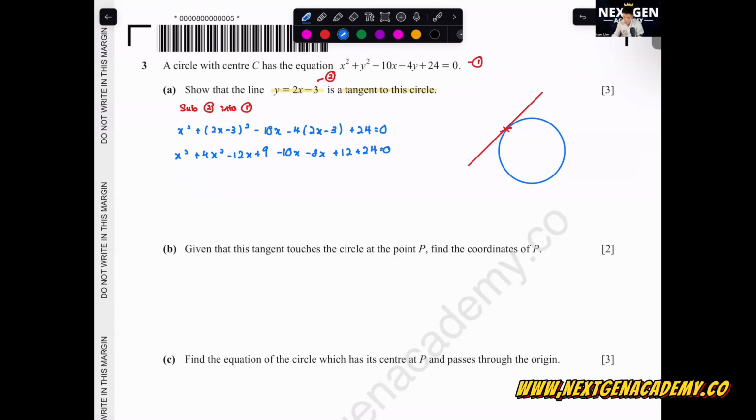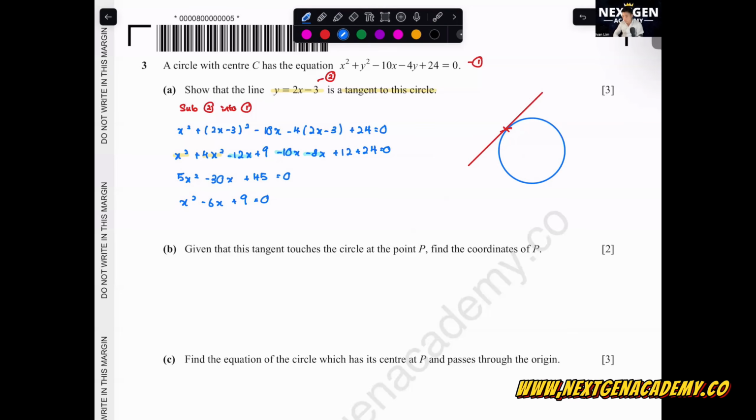This is a quadratic equation, so you gather all the like terms: minus 12, minus 10, minus 8. Then the constants: 9 plus 12 plus 24 equals 45. So we've got 5x squared minus 30x plus 45. Then we divide the whole thing by 5: x squared minus 6x plus 9 equals 0. This specific example I don't think is exactly in the textbook, not that I can recall, but the application is from your chapter 2, quadratics.